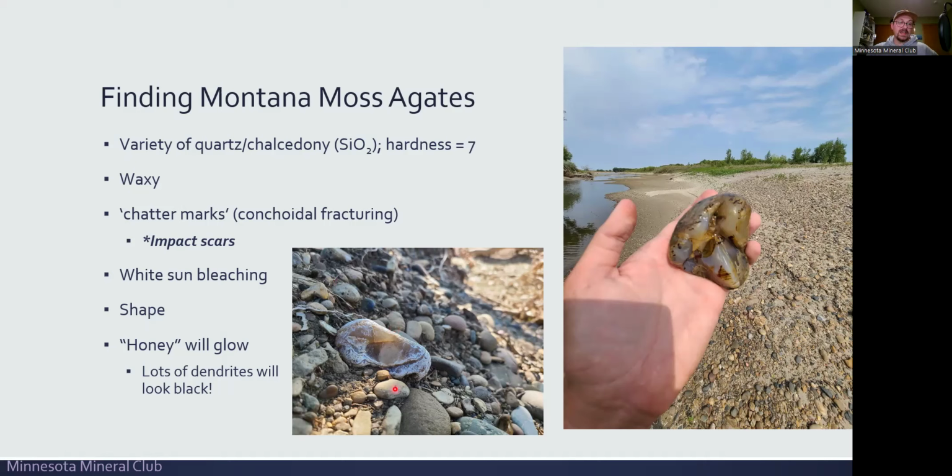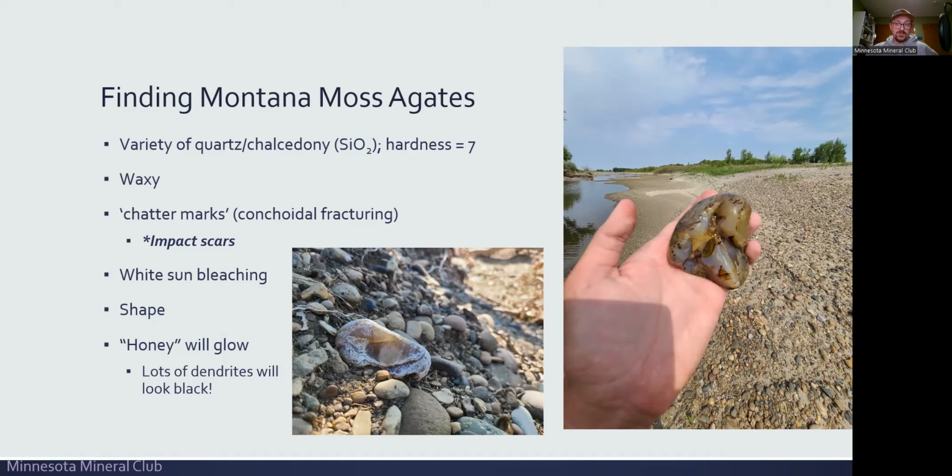You can also look at the shape. So again, agates form in vesicles or molds left by trees, and so looking for some of that more rounded shape can also help in finding Montana moss agates. And you can also look for the glowingness of it. The more honey type agates, which don't have much dendrites, will actually just glow in the sun. If it does have a lot of black dendrites in it, the agate will look almost completely black.